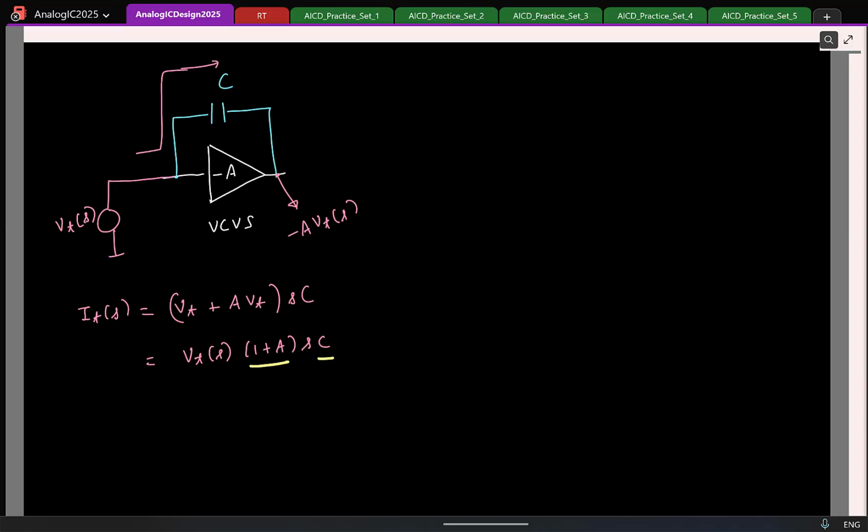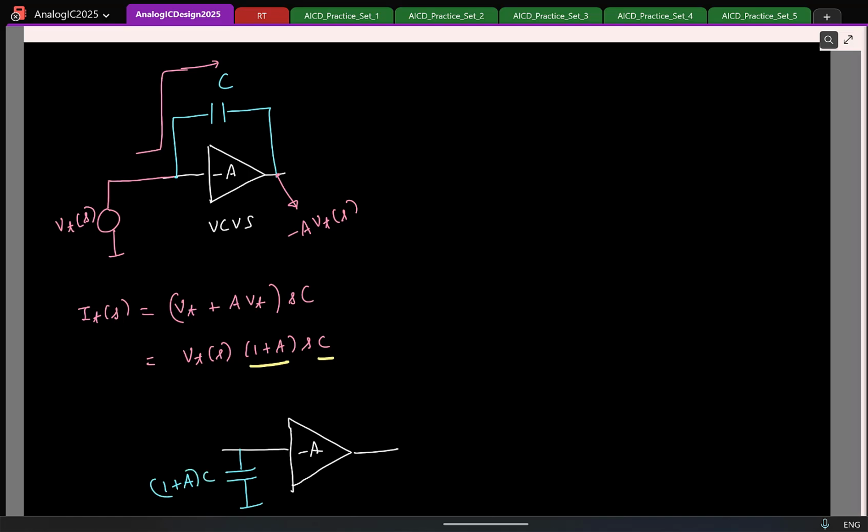So I can basically redraw the setup like this. I know that the looking-in impedance is an effective capacitance with a value 1 plus A times C. So I'll mark it like this. When I say the looking-in impedance, it is essentially the impedance from that node to ground, correct? That's what I marked. And this is referred to as the Miller effect.